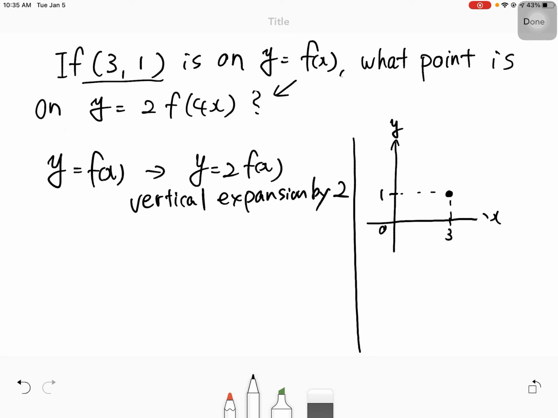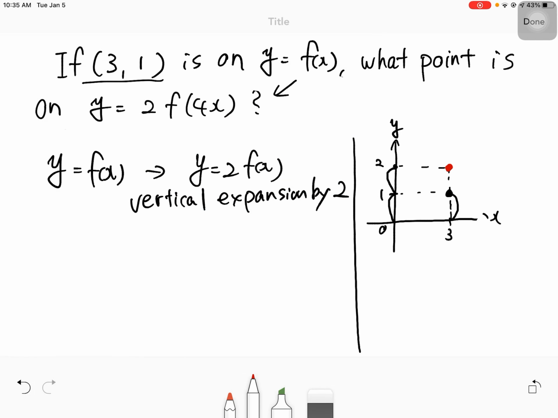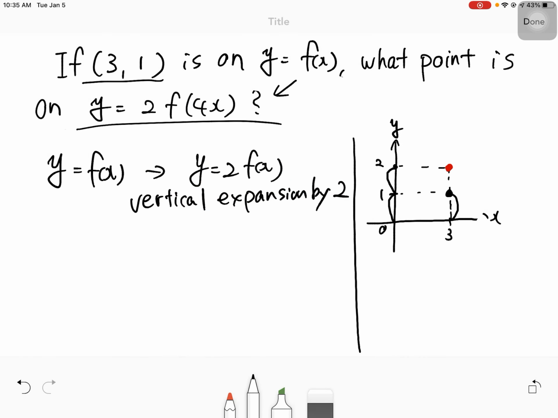by a factor of 2, which means the x value doesn't change because it's vertical expansion, and the factor is 2, so you multiply this value 1, so it's going to be 2. 1 times 2 is 2. Now we got a new point. But your goal is y equals 2 times f of 4x.